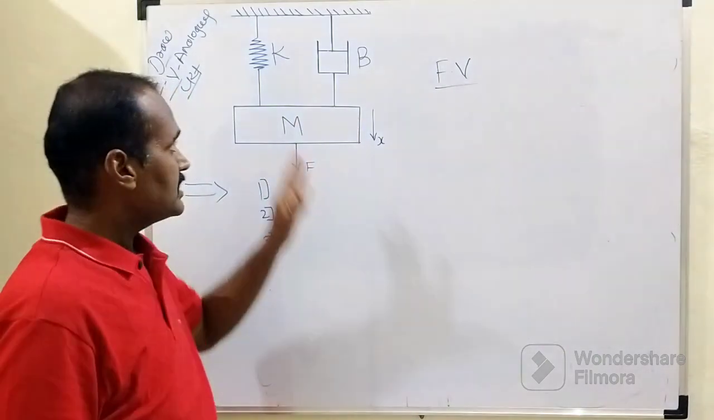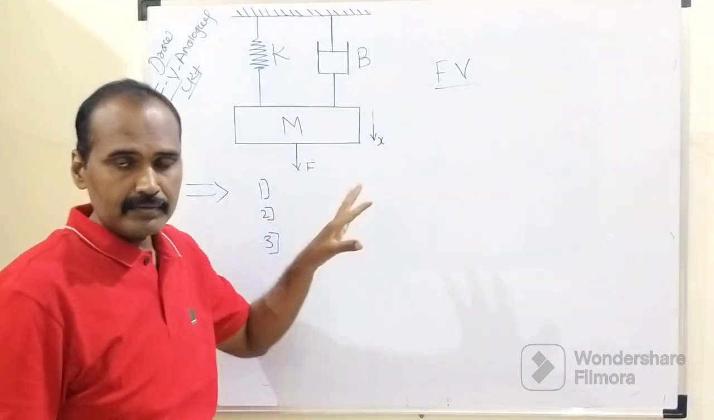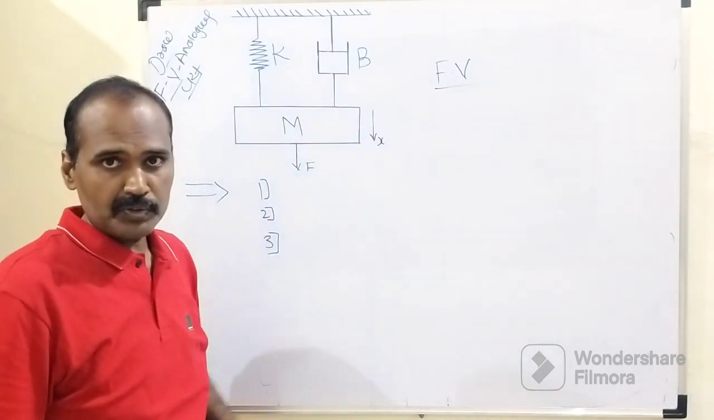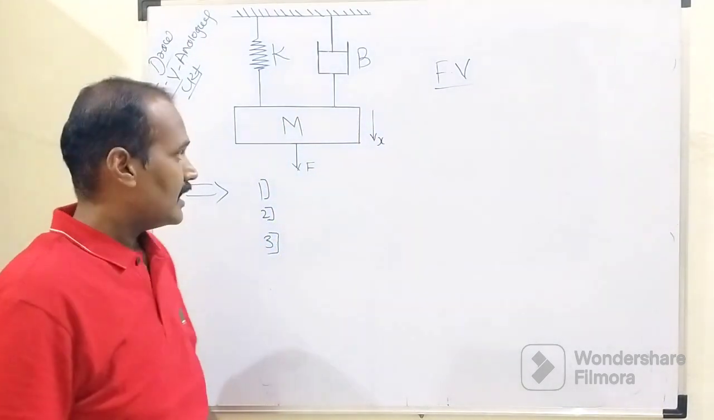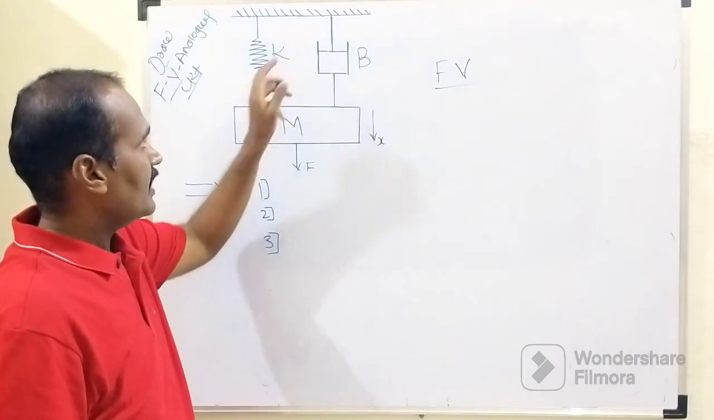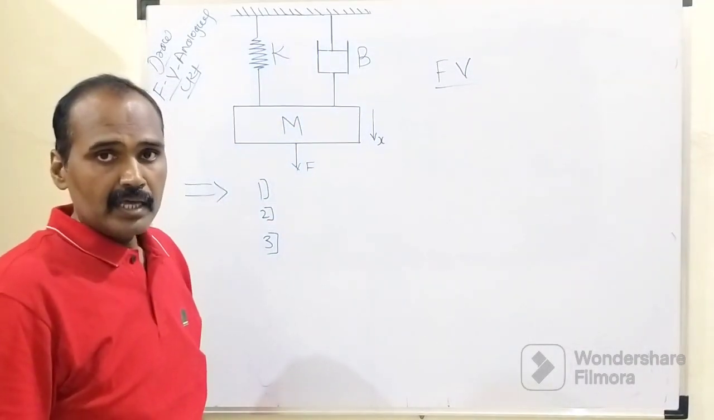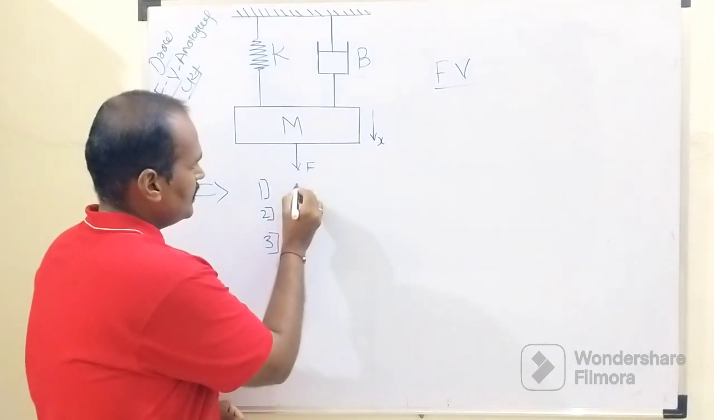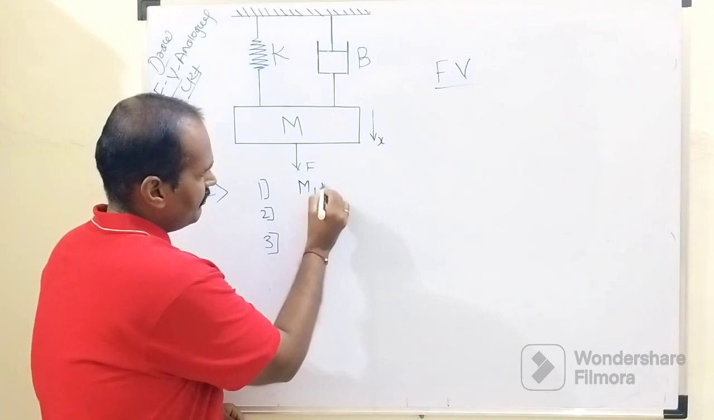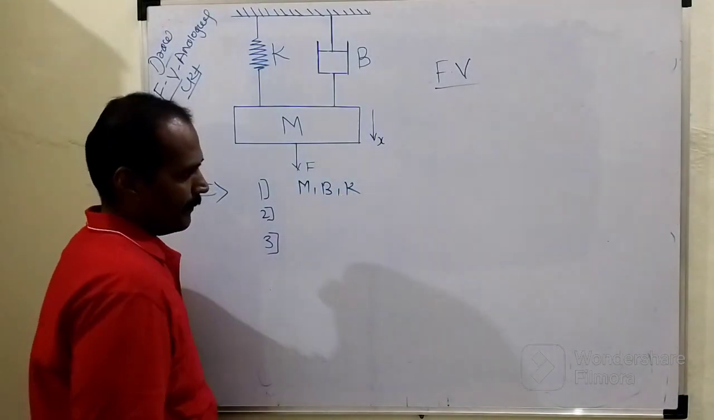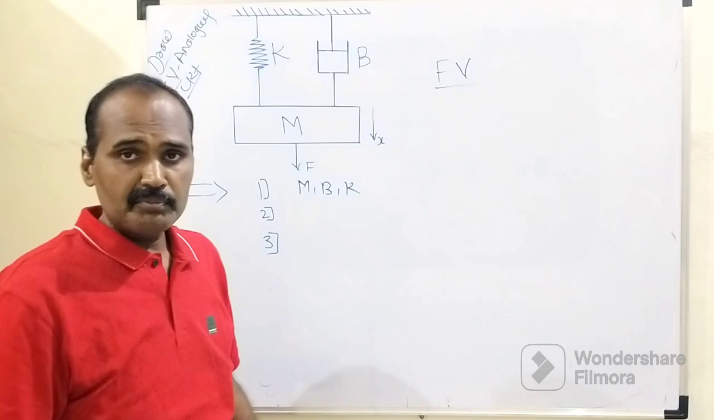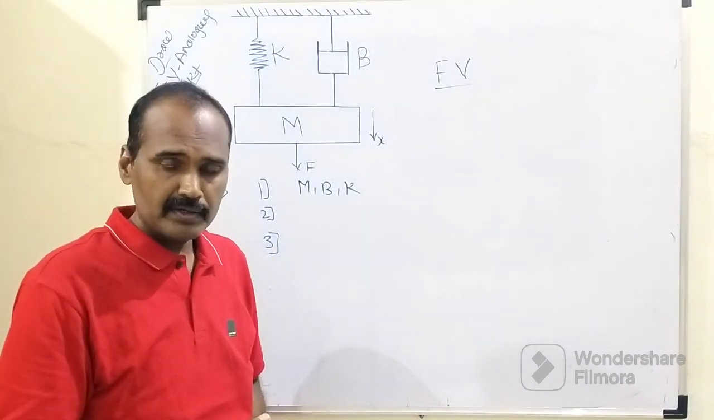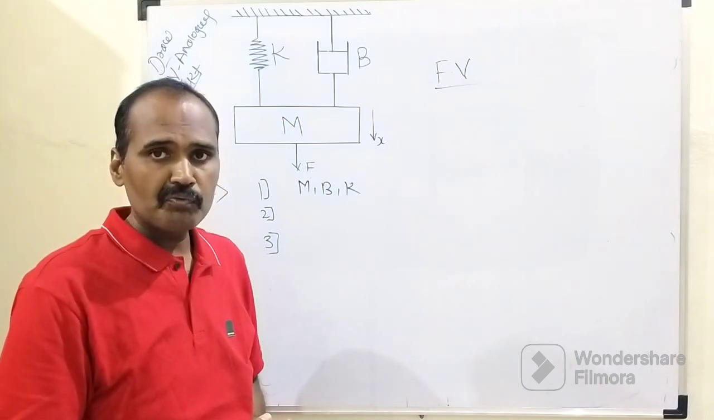As far as this given system is concerned, this mass is denoted by M, the damper is denoted by B, and the spring is denoted by K. So there are three elements: one is mass, one is damper B, and another is spring K.